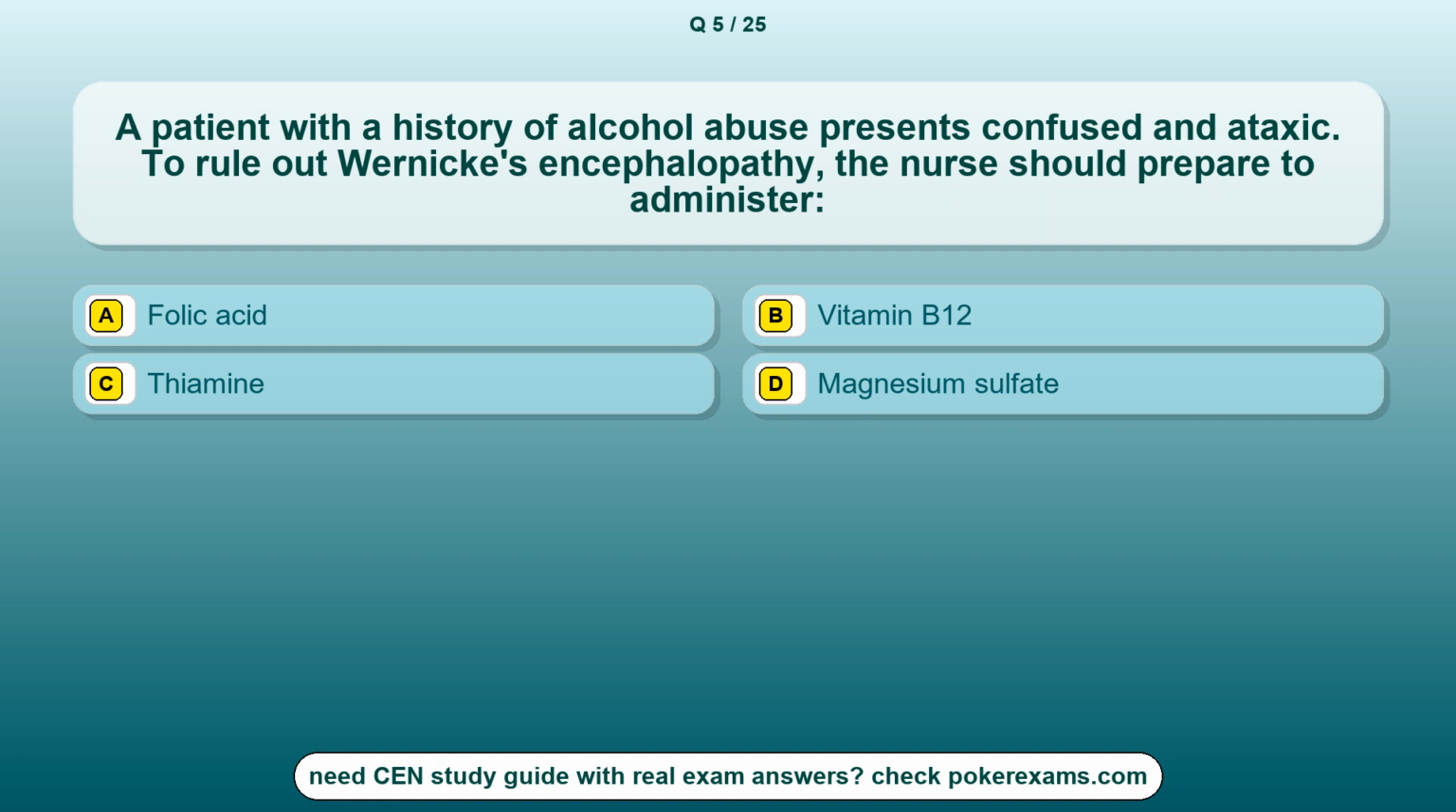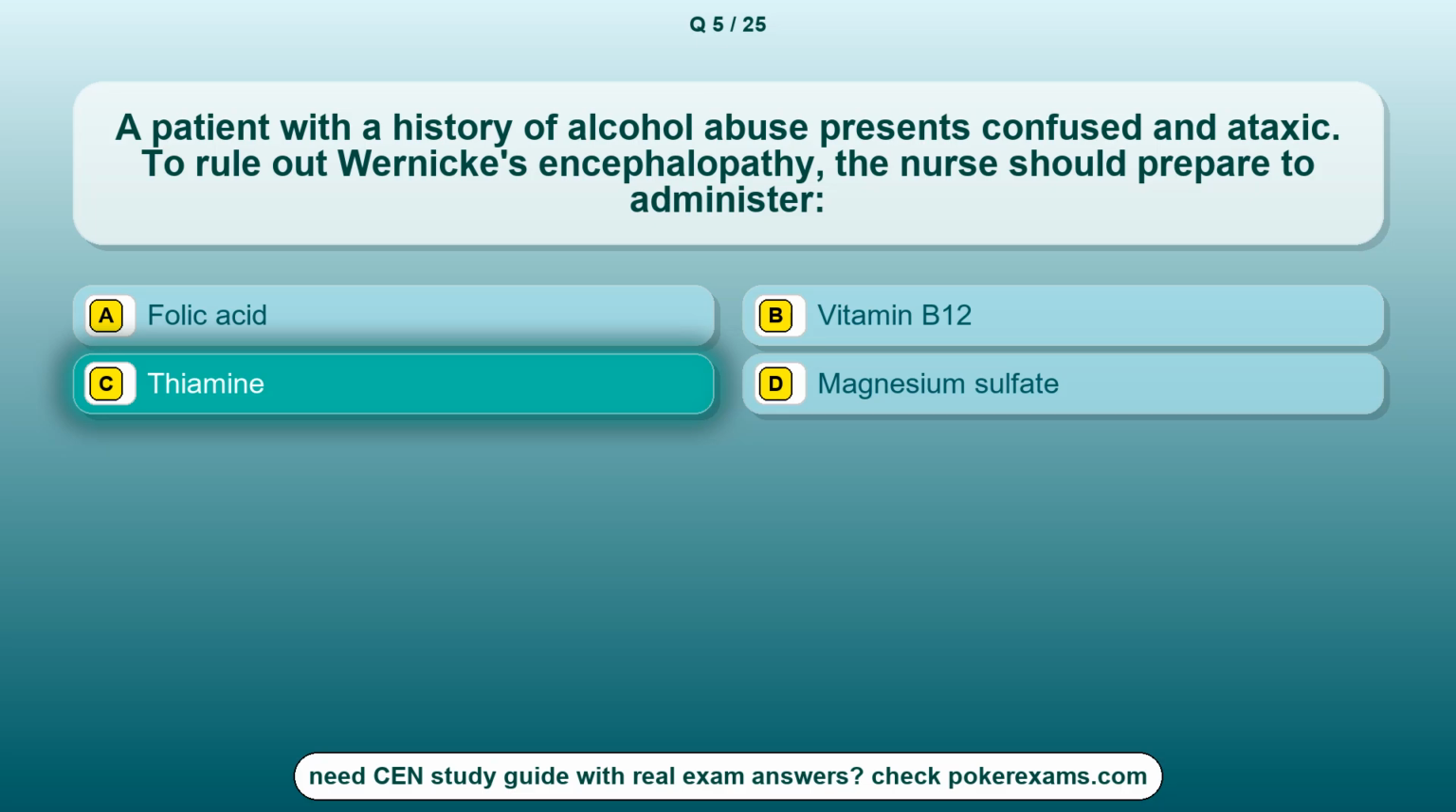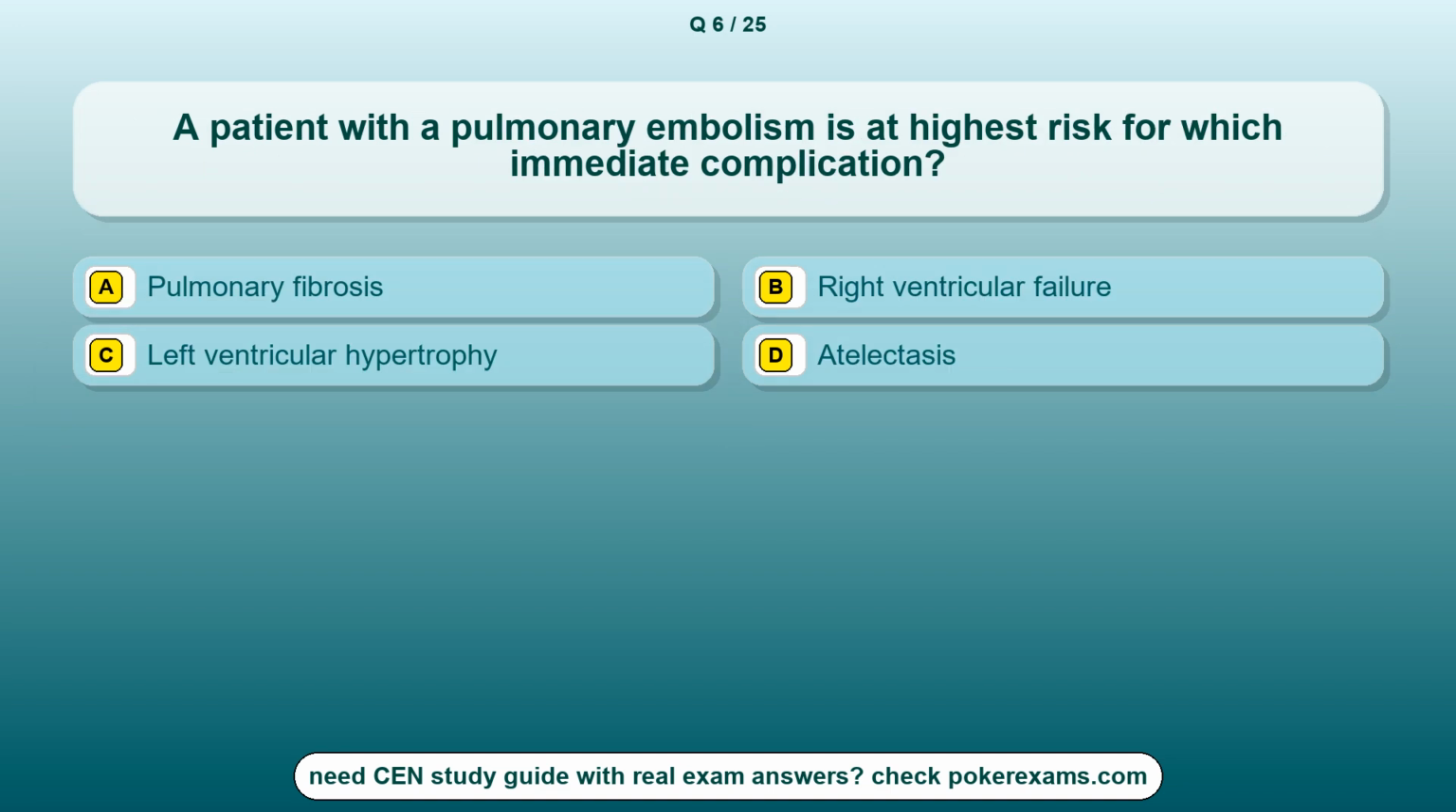Option A. Folic acid. Option B. Vitamin B12. Option C. Thiamine. Option D. Magnesium sulfate. The correct answer is option C. Thiamine. Question 6. A patient with a pulmonary embolism is at highest risk for which immediate complication?